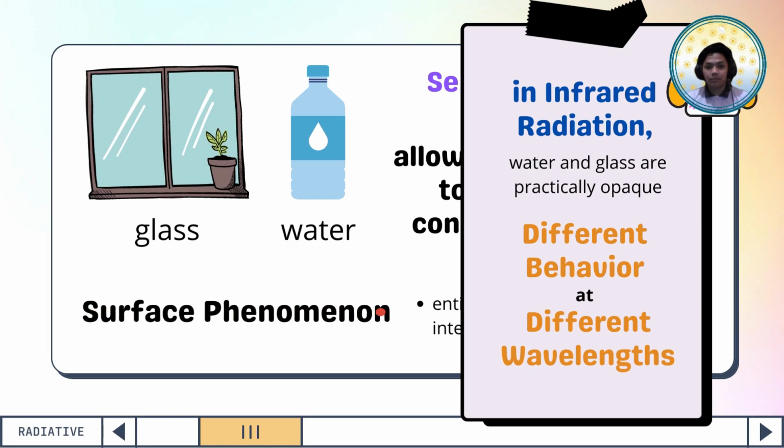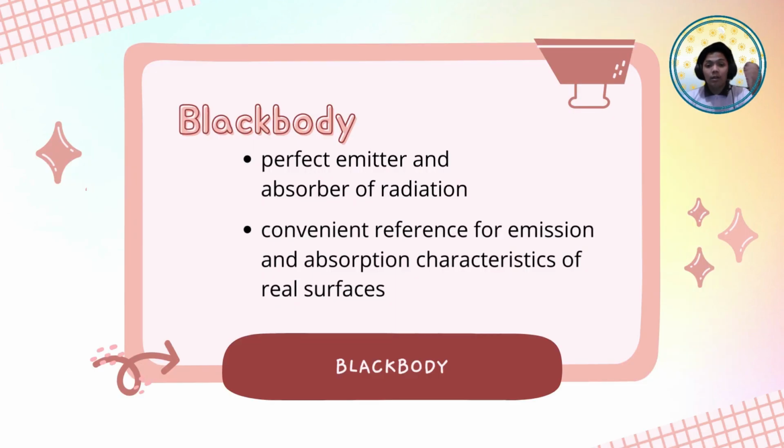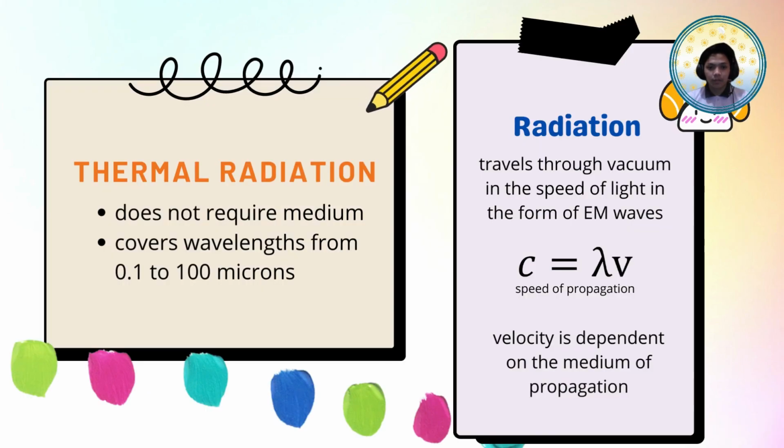As has been discussed earlier by Mr. Noaim ABUBACAR, blackbody means perfect emitter and absorber of radiation. Therefore, it can serve as a convenient reference in describing the emission and absorption characteristic of real surfaces.